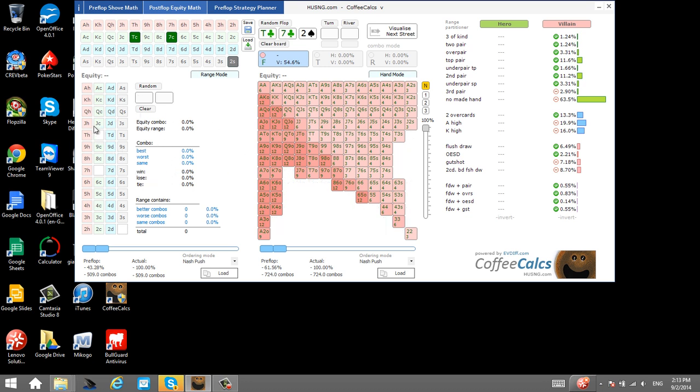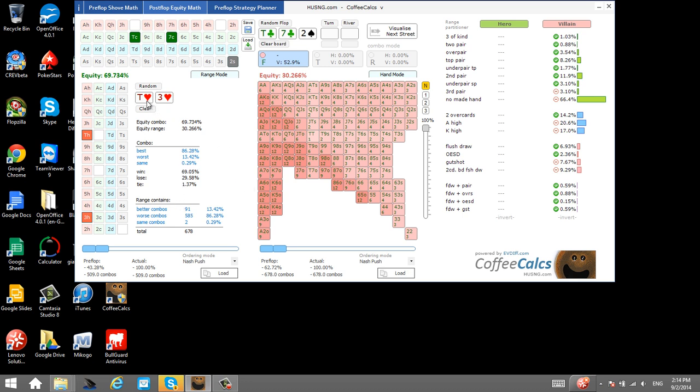okay, how strong on this texture is my, let's say I had something like 10-3 of hearts that I flatted pre-flop. How strong is this hand? This tells me my equity versus villain's starting range, this entire range right now. And it also does a little bit of card removal. Well, sorry, I'll show you the card removal in a second. But it tells you just that kind of stuff. It gives you a little bit more detail, how many better hands there are, worse hands, a few things like that as well.